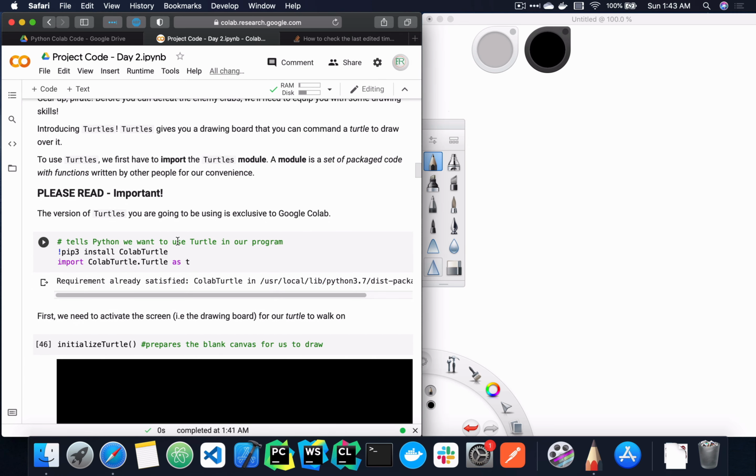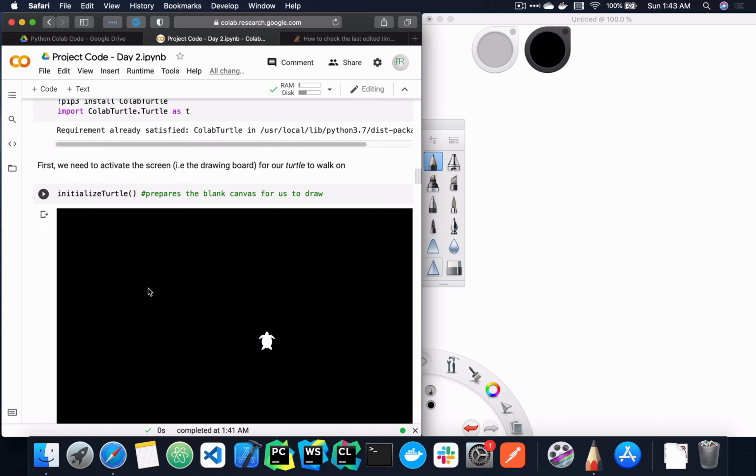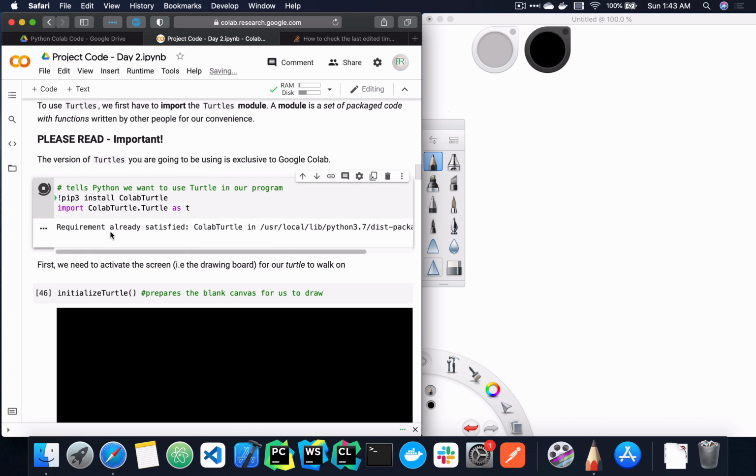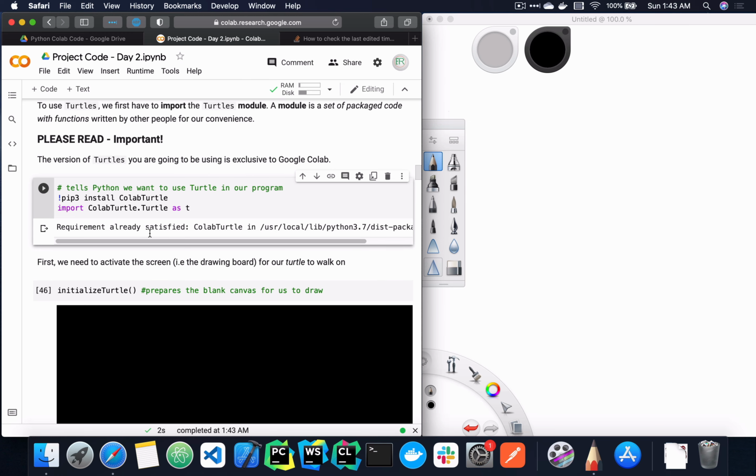So the most important piece of code is this piece of code. It essentially allows us to use Colab Turtle in our notebook. If you don't run this code, none of the following code blocks will actually work. So make sure you run this piece of code and you get this "requirement already satisfied" message.